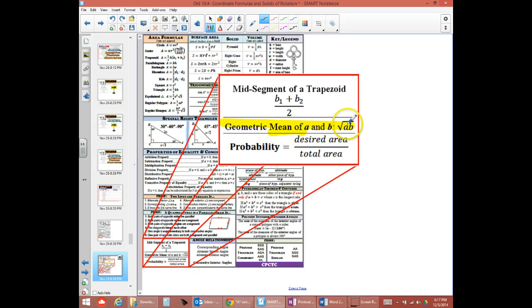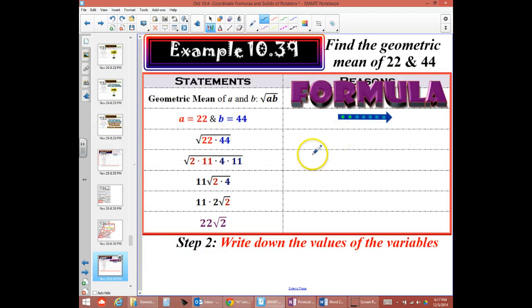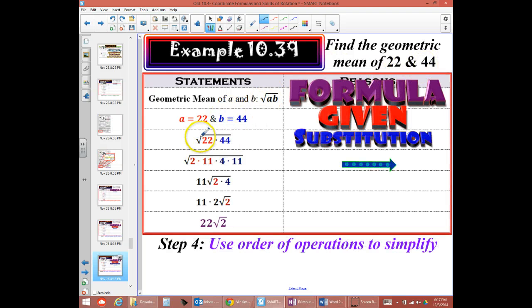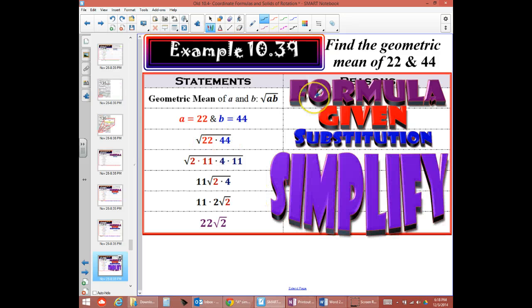This means we do the square root of A times B. I come over here, I got my formula. Great. I know what A and B are. I know what my two values are, 22 and 44. I plug those in where they go, and I say the square root of 22 times 44. Well, now we just got to simplify the rest of it.